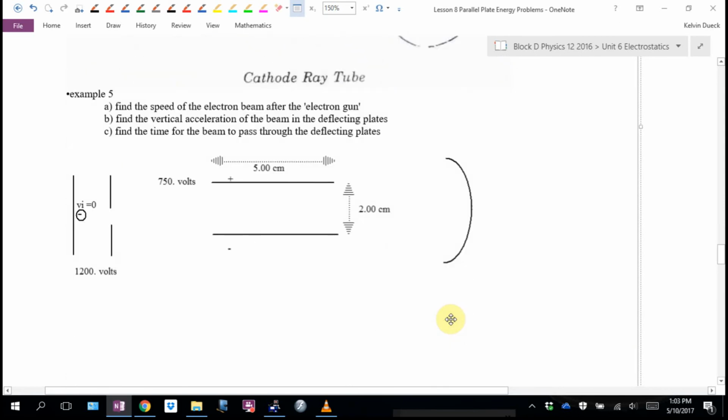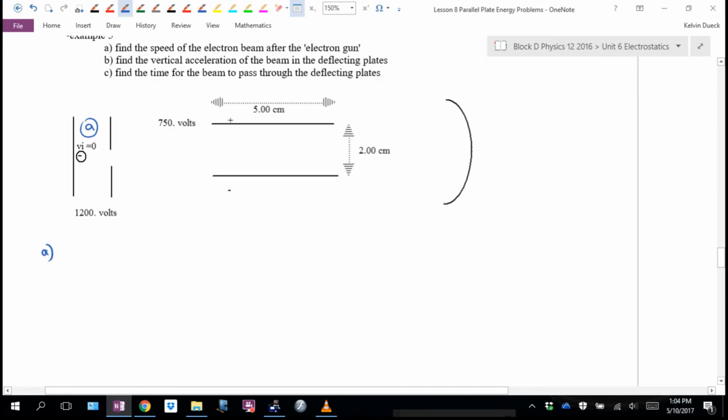Example 5, last one. Sarah, what does A want me to find? Situation A, we're talking about the speed right here. Okay. Did they say find the speed or did they say find the velocity? Speed suggests a scalar.